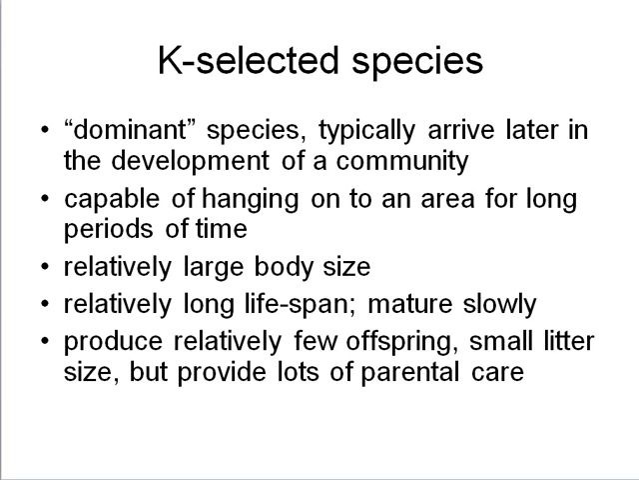In contrast, K-selected species are not good pioneers, but tend to dominate communities when they do finally arrive. They have relatively large body sizes. They mature much more slowly, but tend to live longer. Rather than maximizing the number of offspring produced, they tend to have fewer offspring and invest more time and energy into parental care. Many large mammals and oak trees are nice examples of K-selected species. We'll come back to R and K-selected species when we talk about succession.